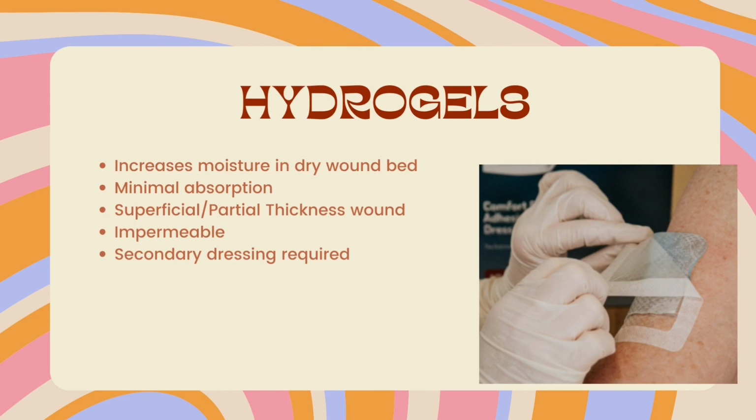Next, we have hydrogels. It increases moisture in a dry wound bed, mainly used for superficial to partial thickness wounds, and a secondary dressing is required.